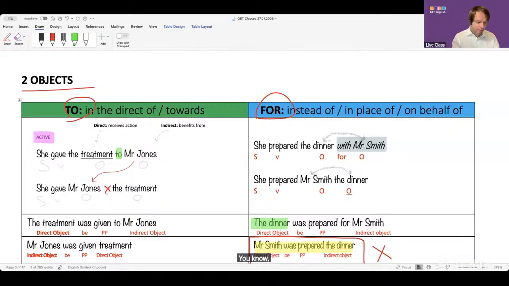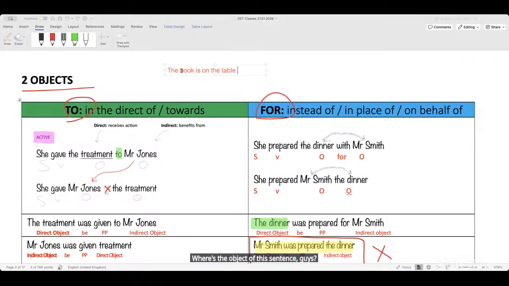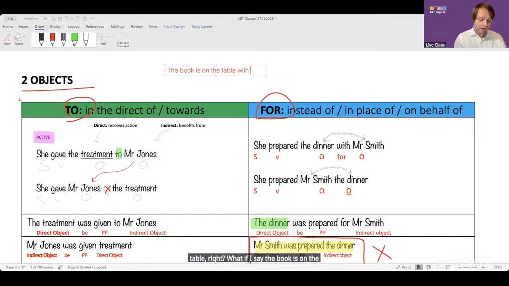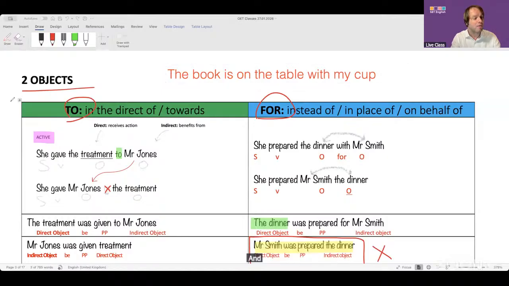Like a noun phrase, like the book is on the table. Where's the object of this sentence, guys? On the table. Table, right? What if I say the book is on the table with my cup? Is cup the indirect object? No, it's not benefiting from the action. It's nothing like that. It's just a noun phrase.